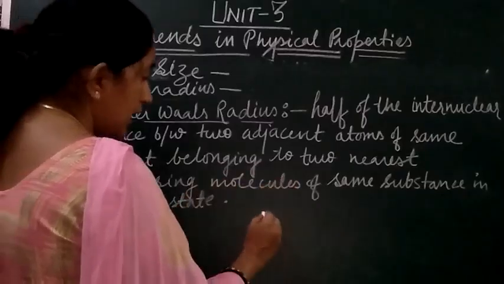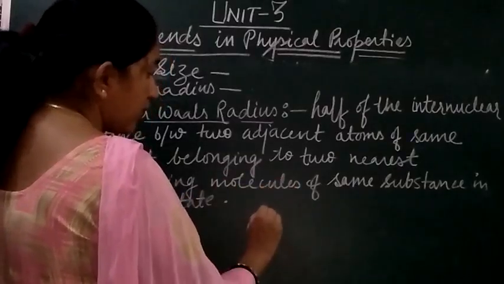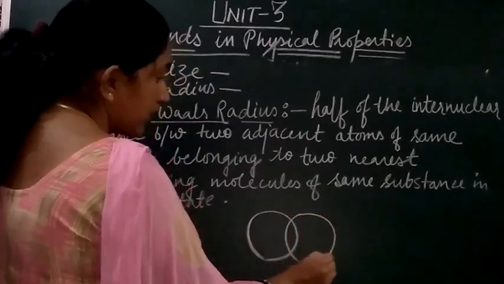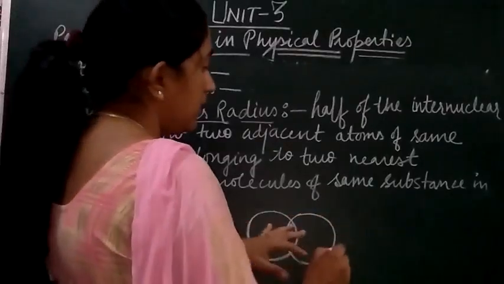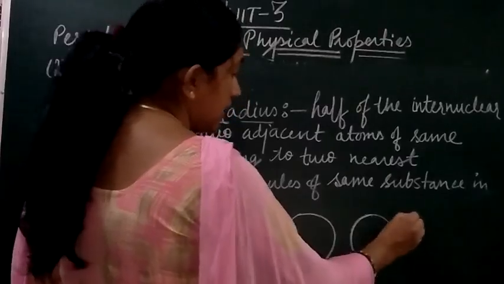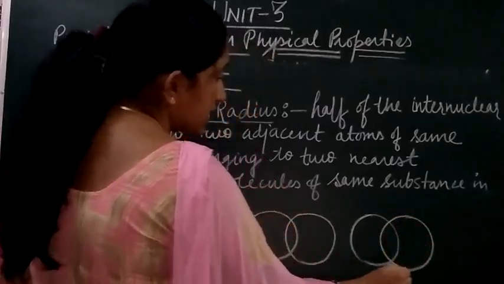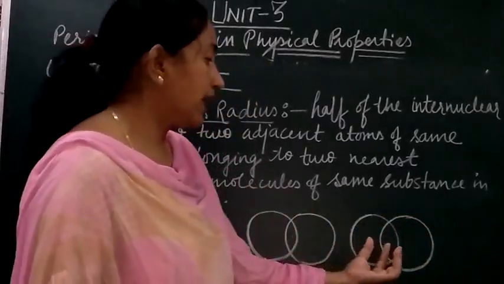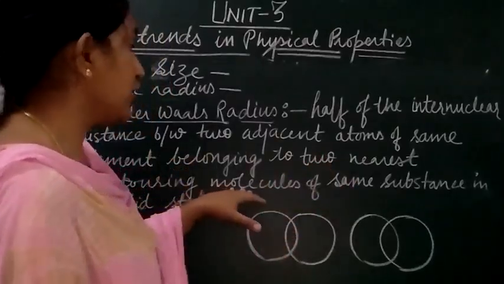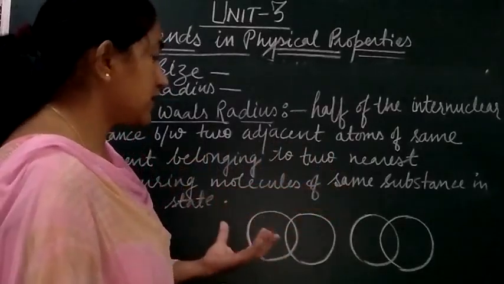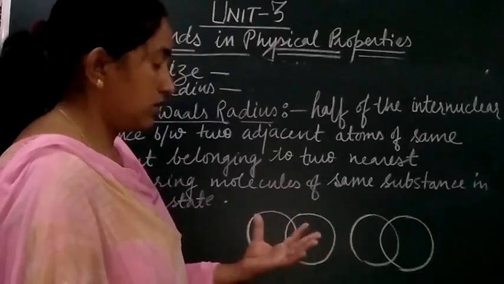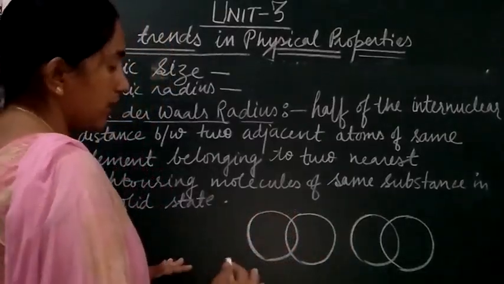nearest neighboring molecules. Now let us consider that this is one molecule atom. This is another atom covalently bonded. Right. Now the neighboring molecule. This is the neighboring molecule of the same substance, and here too the two atoms are covalently bonded. I think this is clear, the line that the two nearest neighboring molecules of the same substance in the solid state. Why the solid state? So that the molecules can approach one another as closely as possible, right?